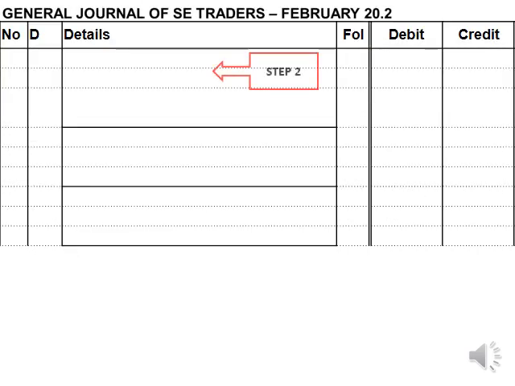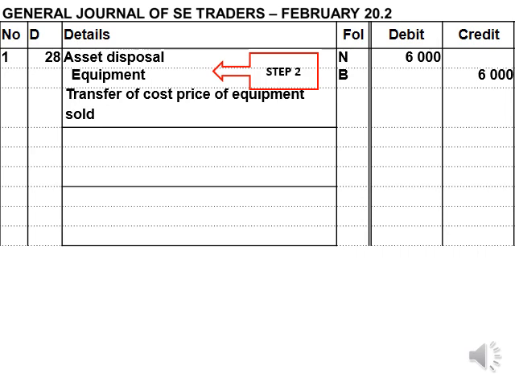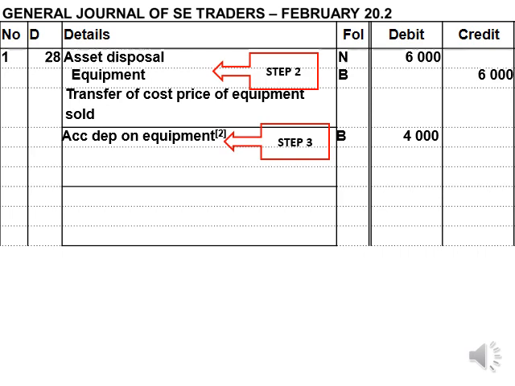Next, step number 2 is to transfer the cost price of the asset to the asset disposal account, and we do that by debiting asset disposal and by crediting the equipment account, transfer of the cost price. Then it's step number 3, which is the transfer of the accumulated depreciation of this asset. So we debit accumulated depreciation with the 4,000, that's now the 2,800 plus the 1,200, and by crediting the asset disposal account.